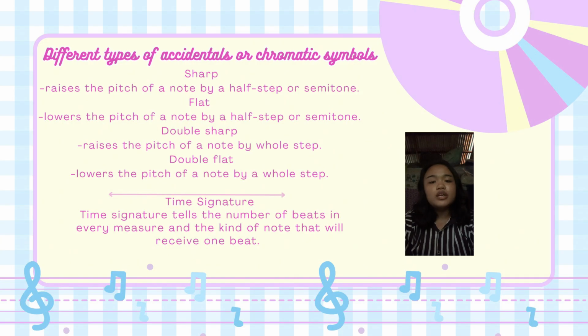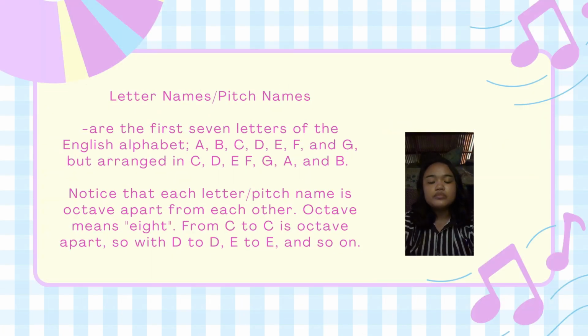So in music rudiments, it also has a time signature. The time signature tells the number of beats in every measure and the kind of note that will receive one beat. It has what we call an upper number and a lower number. And lastly, in music rudiments, it also includes letter names or pitch names and solfa syllables.